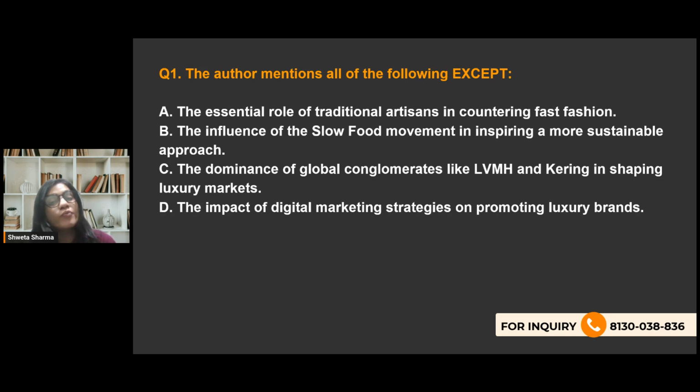Influence of the slow food movement in inspiring a more sustainable approach. These are all given, right? Dominance of global conglomerates like LVMH and Kering in shaping luxury markets. Impact of digital marketing strategies in promoting brands. Where are we using this? We do have everything mentioned. This should not be the answer. Something which is not mentioned has to be your answer choice. Okay. So answer is D, impact of digital marketing strategies, which is not mentioned.